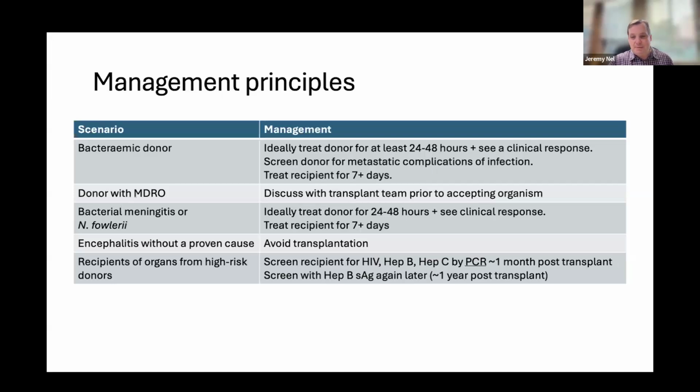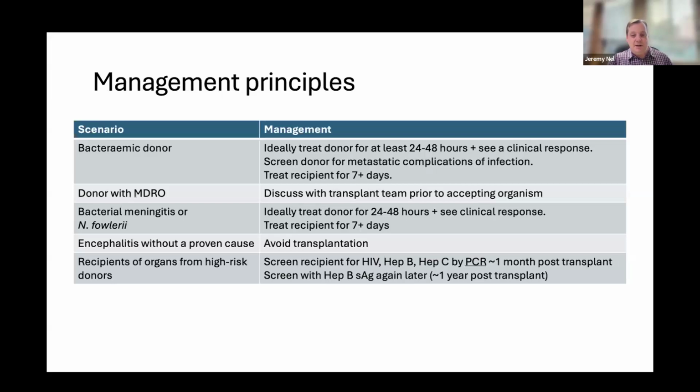There are always exceptions. I'm not saying every case, but in general, encephalitis is something to avoid. And then the recipients of organs from high-risk donors, this is where I said we give the example. So what if it's an IV drug user who had an overdose? Well, the organs are often in good shape, but you know that the recipient is at higher risk of HIV, hepatitis B, and hepatitis C.